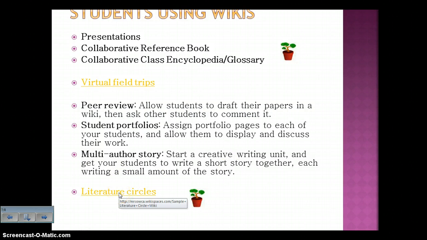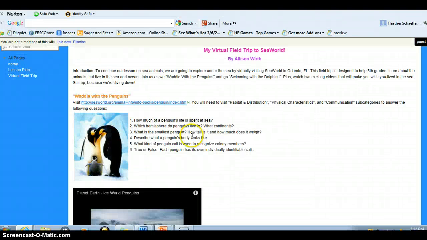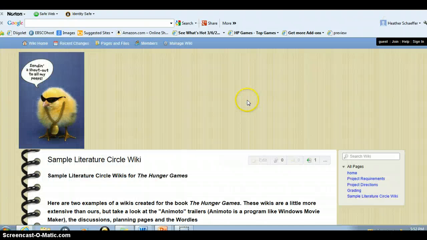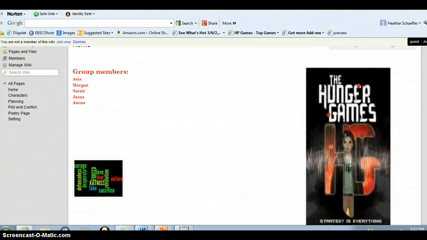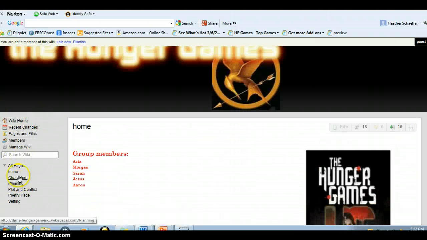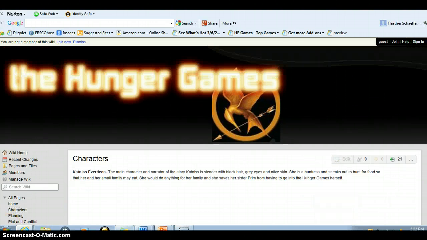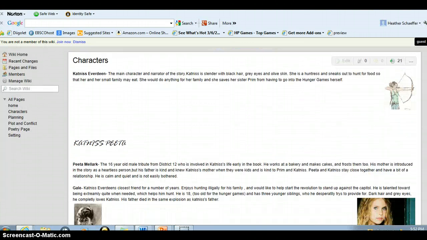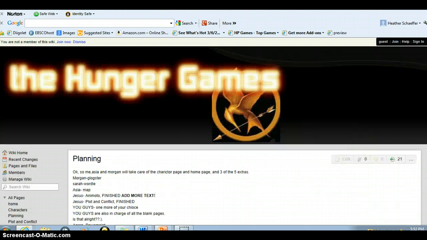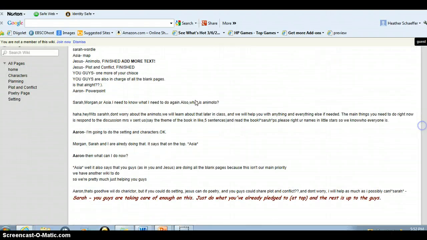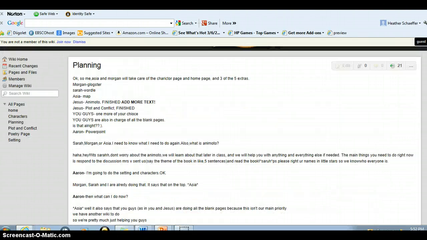Another option, literature circles, which are gaining a lot of interest in the elementary schools these days. Here's an example of a literature circle wiki using an older, higher level book, but it's a great example of a final project for literature circles. You can see they have different spots. They have one where they talk about the characters. They upload different things. What's really great about this one is they have the planning page, which I thought was very interesting. So they plan out who's doing what. They write comments to each other along the way.